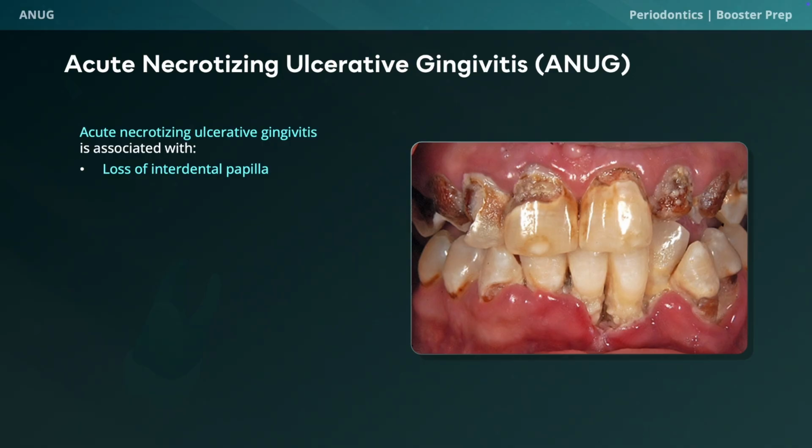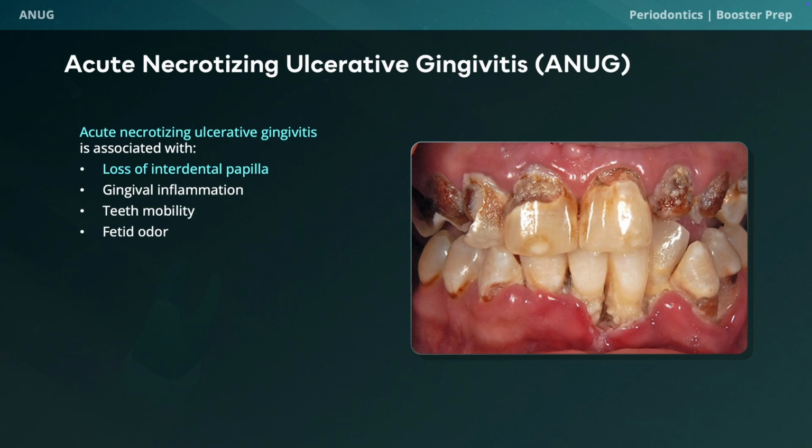ANUG has a sudden onset, and it's usually very painful. Other classic signs include inflammation. Just look at how angry the tissue is on the mandibular anterior in this picture. It can be associated with tooth mobility and especially a nasty odor. It smells really bad, and you'll be able to tell when a patient has it.